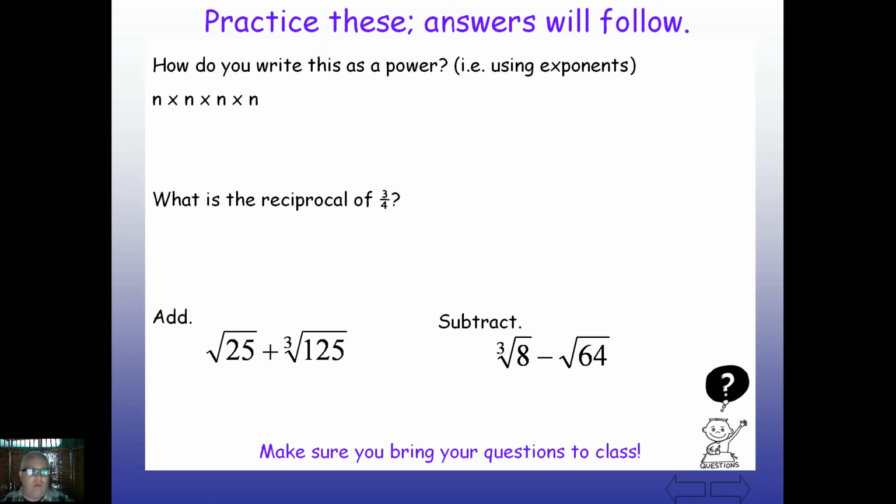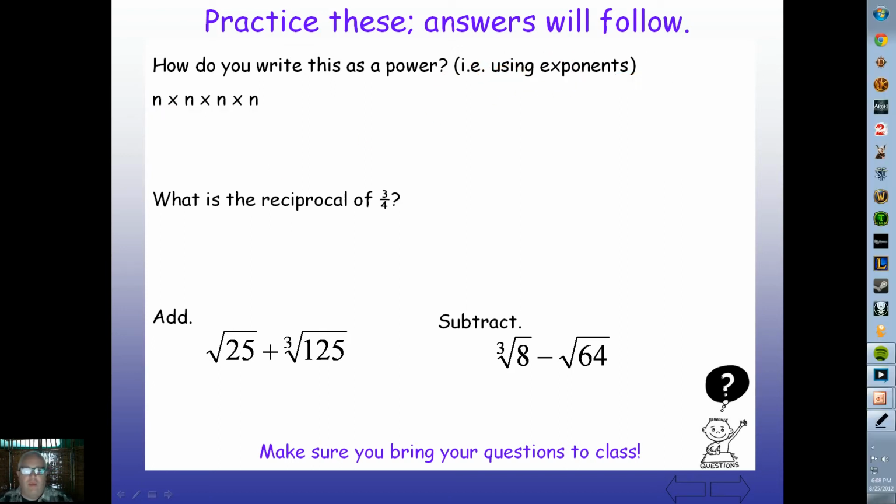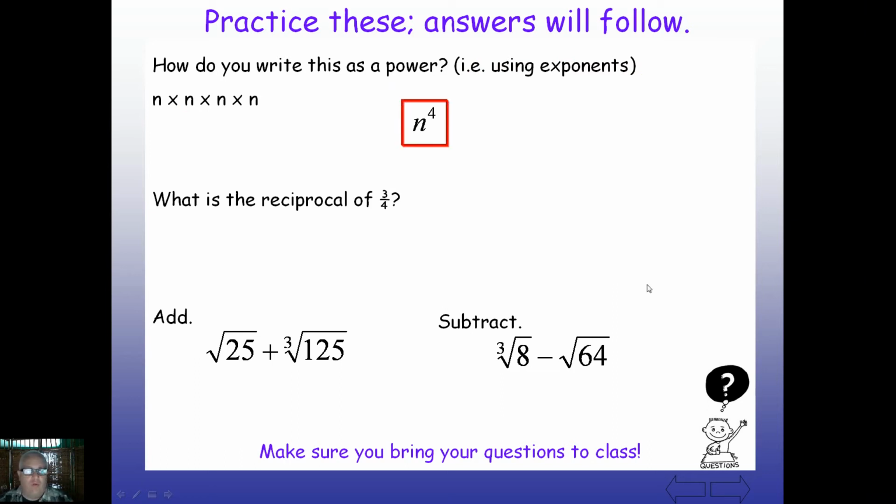All right then, so how do we write this as a power? The first one here, we've got n. We don't know what n is, doesn't matter, it's just a number hidden behind a letter. How many n's do you see there? Well, we have 1, 2, 3, 4 of them. So whenever we say the word power, it really means to use exponents here. So how about n to the 4th? Good. So n is the base, it appears 4 times, and we're multiplying, so n to the 4th.